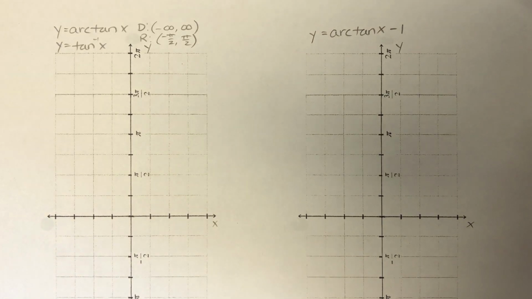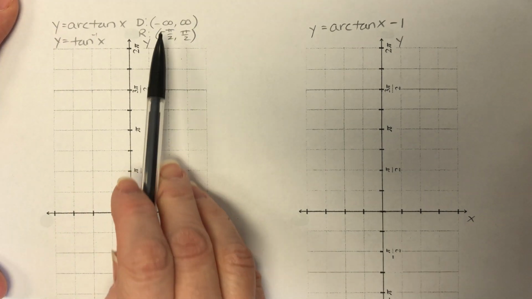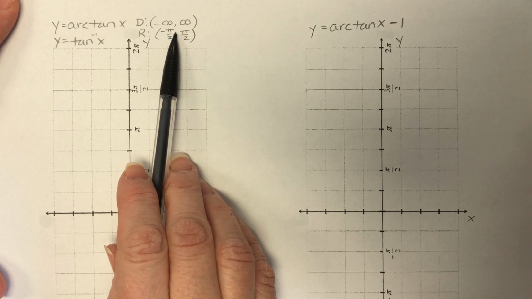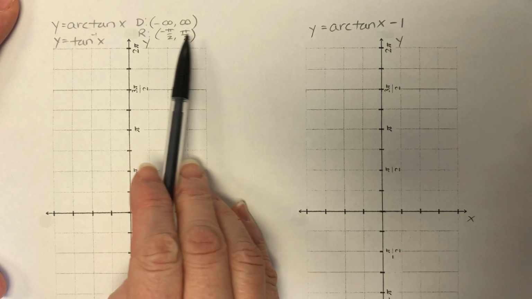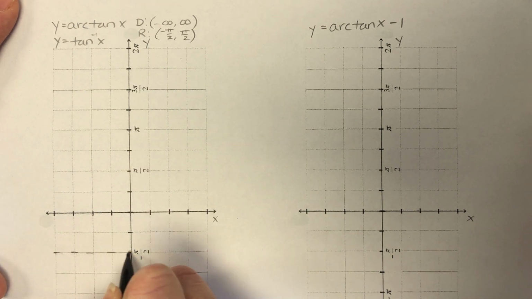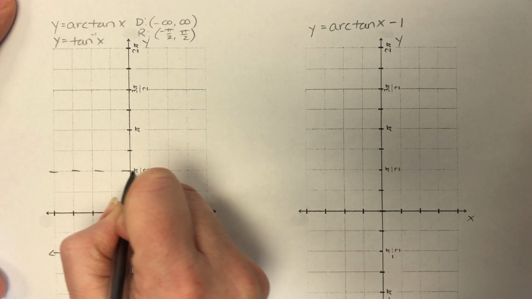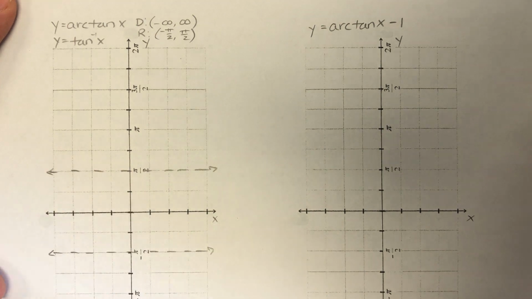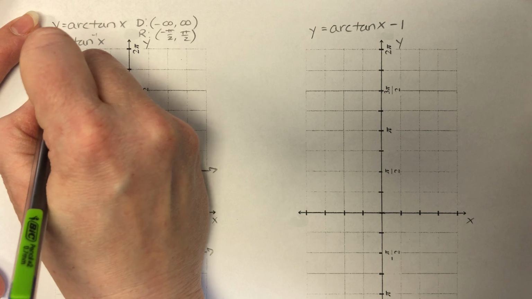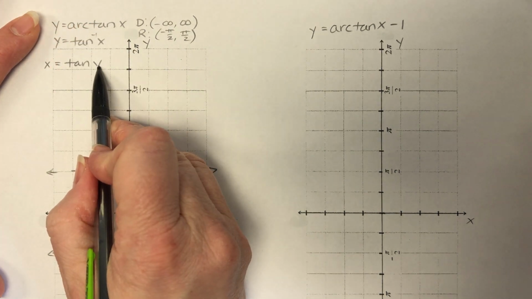Last type of graph are the inverse tangents, or the arctangents. Same as with regular tangent, we start with the asymptotes. So I'm going to have horizontal asymptotes at negative pi halves and at positive pi halves. Same as in the past, if it helps to rewrite this, x will equal the tangent of y. So this is our angle.